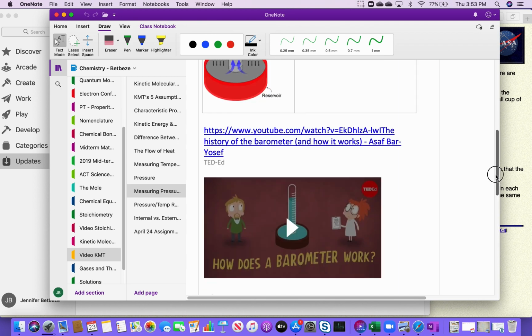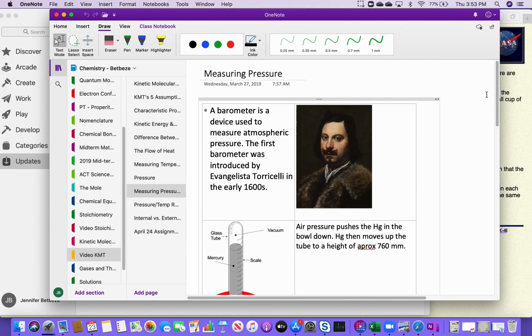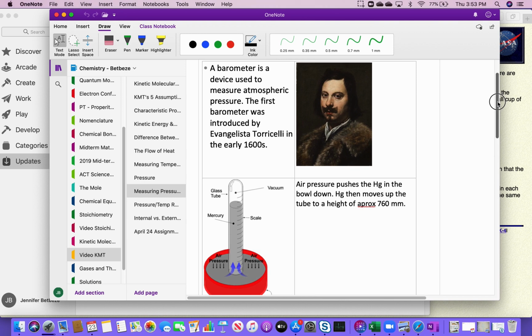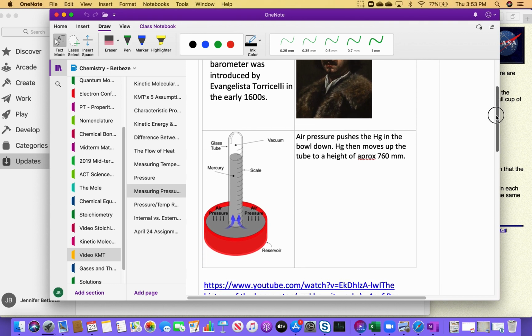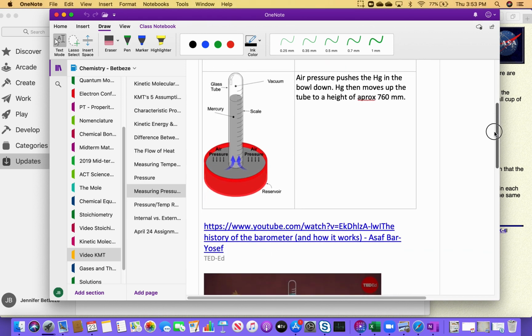All right, so how do we measure pressure? A barometer can be used to measure atmospheric pressure. The barometer was first made by Evangelista Torricelli in the early 1600s. As the name implies, he was Italian. And here's a picture of a very simple barometer.